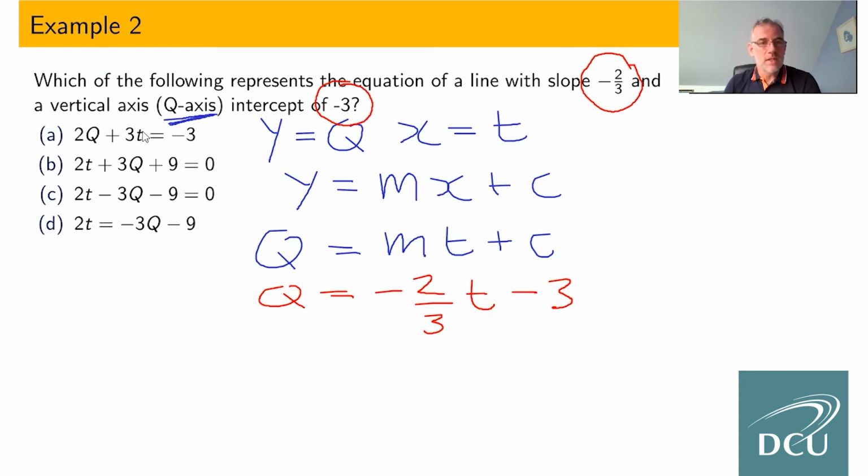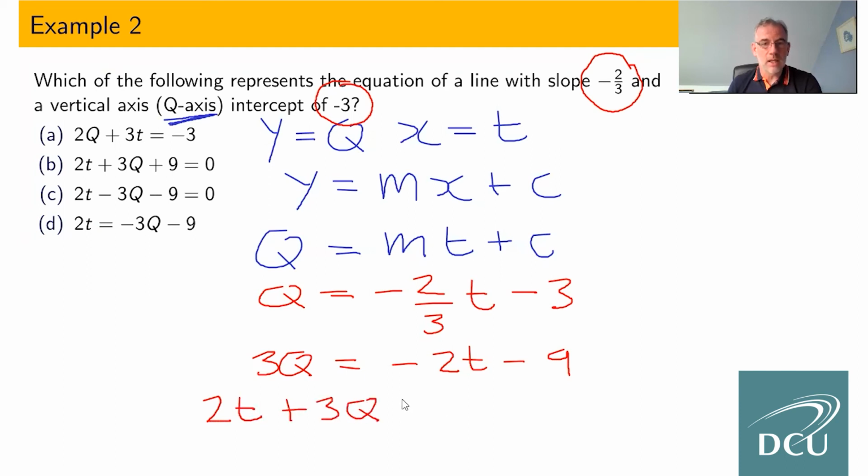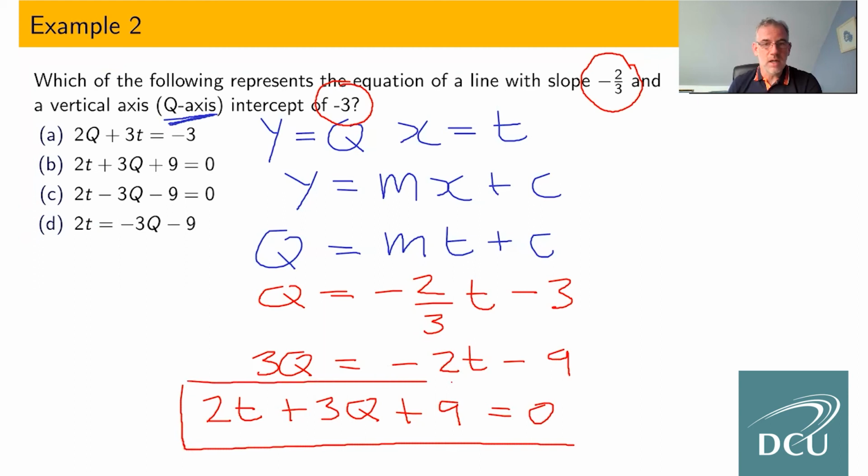Now, the question is asking us to identify which ones of these are equivalent to this equation here. So let's tidy up this equation a little bit. I'll multiply everything through by 3, and I'll get 3 times q is minus 2 times t minus 9. And if I put everything on the left-hand side, adding 2t to both sides and adding 9 to both sides, I'd have 2t plus 3 times q plus 9 equals 0. So let's think of that as our starting point, our basic form for the equation of the line.